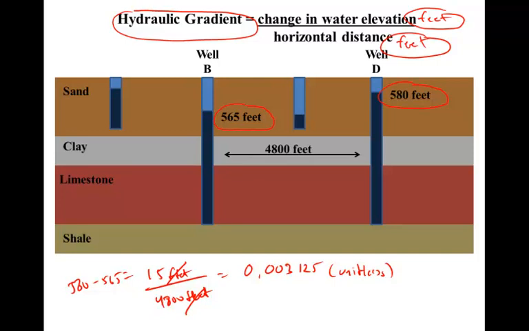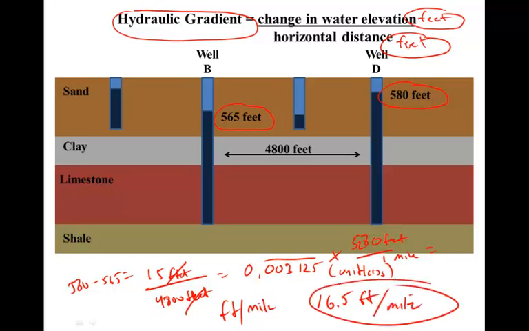You may also sometimes want to express hydraulic gradient not as a decimal, like we have here, or ratio, but instead in units of feet per mile, so we get a nicer number. We would convert our unitless hydraulic gradient to units of feet per mile by multiplying it times 5,280 feet in 1 mile. The result is 16.5, which has units of feet per mile. But again, to use Darcy's law, we want hydraulic gradient to be unitless.